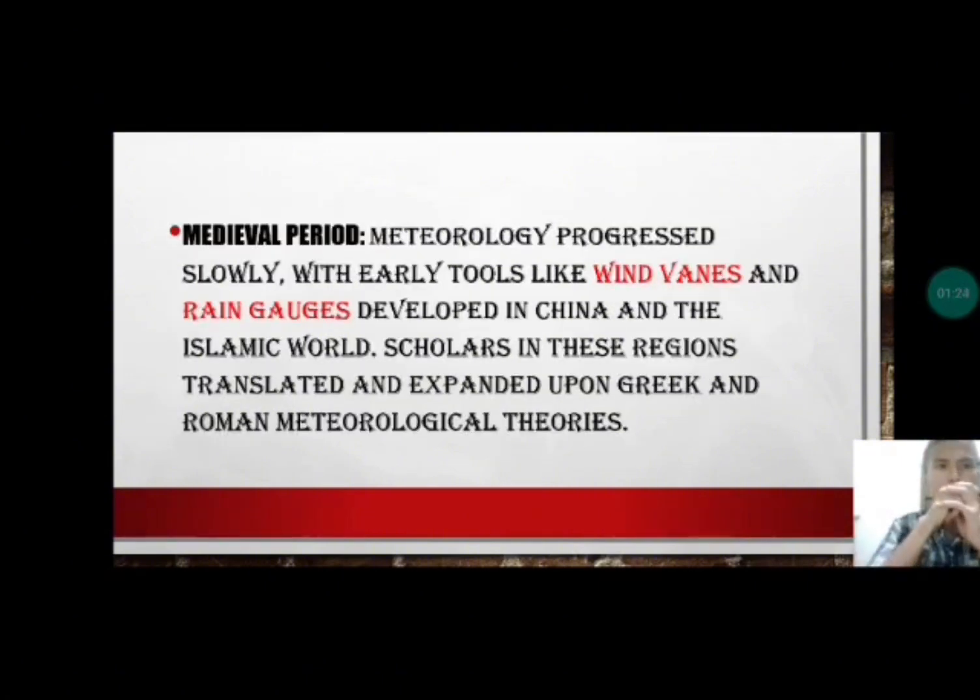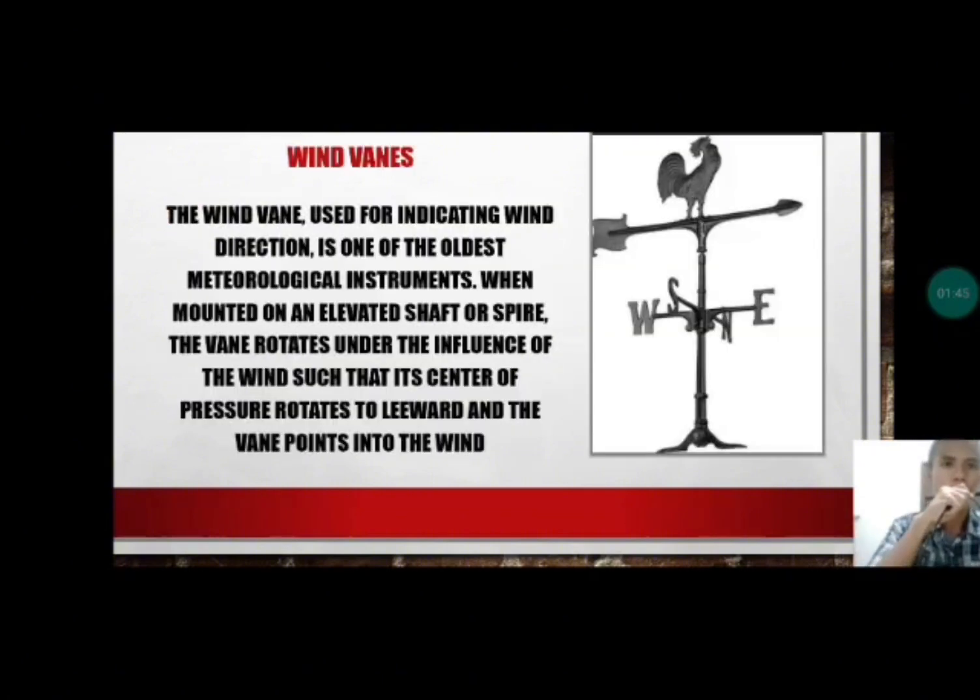Medieval period. Meteorology progressed slowly with early tools like wind vanes and rain gauges developed in China and the Islamic world. Scholars in this region translated and expanded upon Greek and Roman meteorological theories.